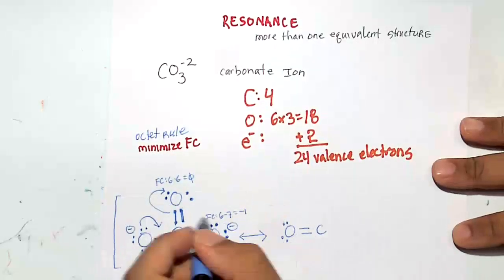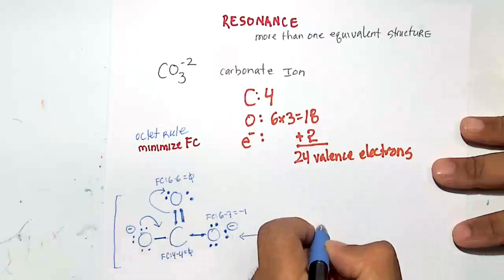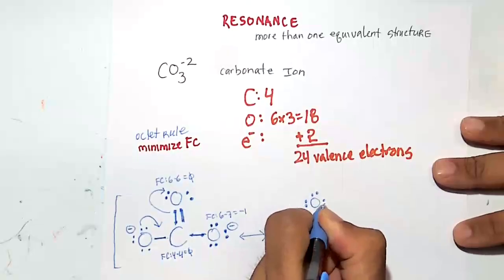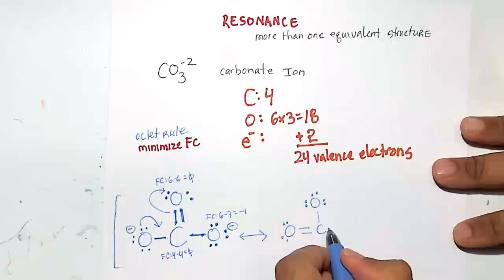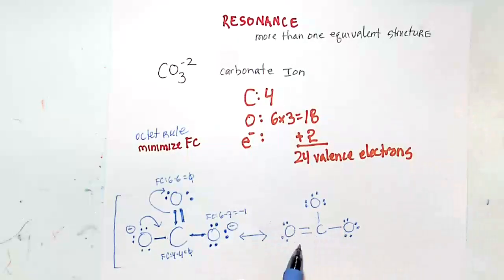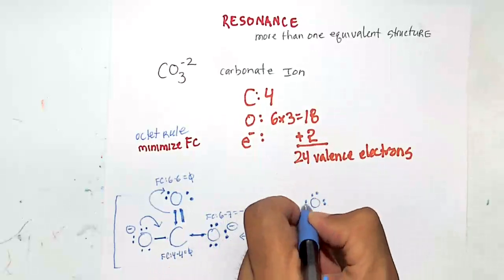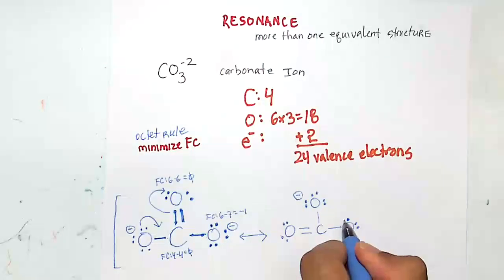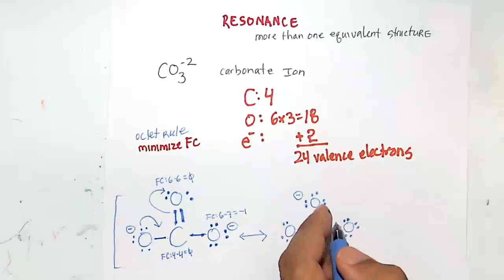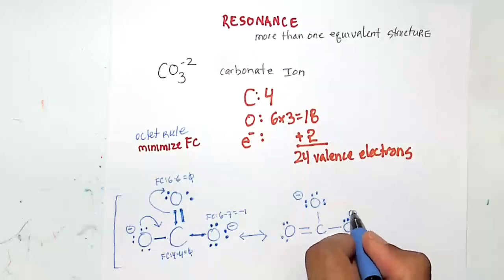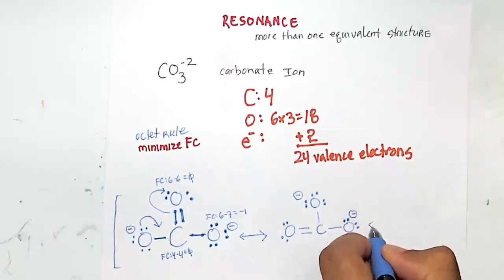Okay, where is this oxygen? What type of bond is with this oxygen on top? Single. What about this oxygen on the right-hand side? What do we know about a single bond oxygen with 3 lone pairs? What is its formal charge? -1. Okay, so that's one structure.